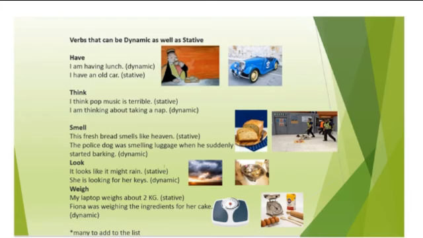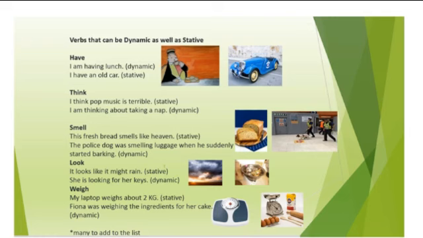For example, have. If I use the verb have in the dynamic meaning, I could say, I'm having lunch. So I'm eating. Right, so it's a physical action, so it falls under dynamic. But in the possessive sense, I have an old car, it's under stative because possession falls under stative.